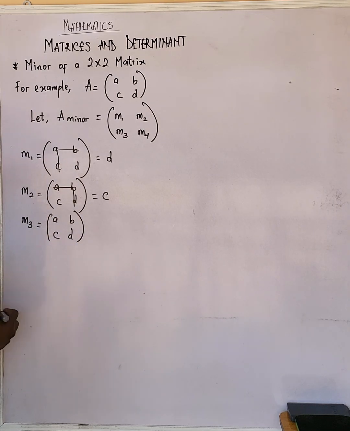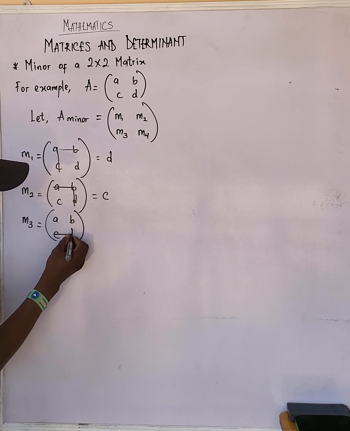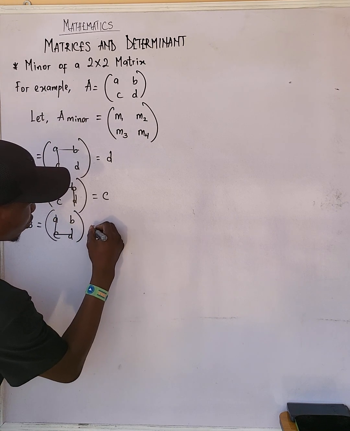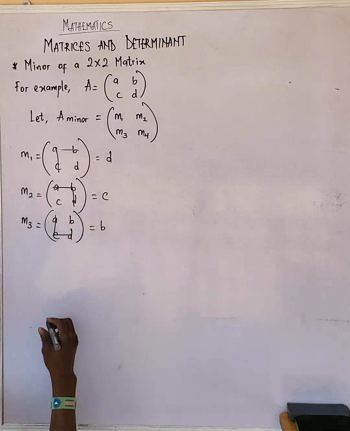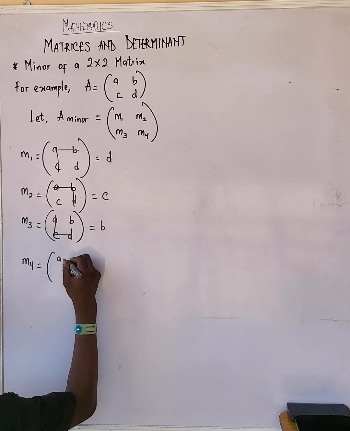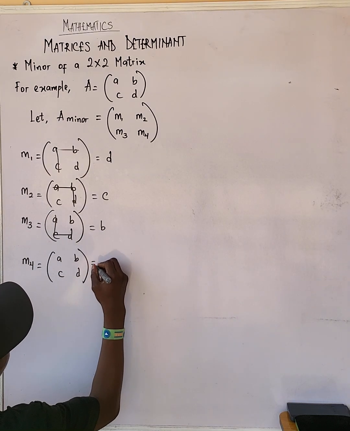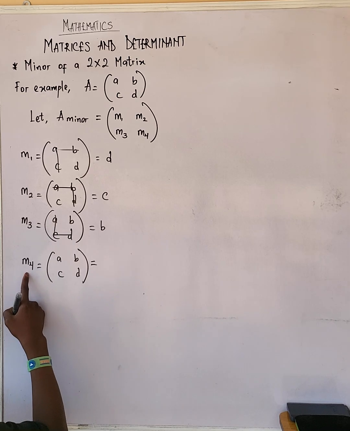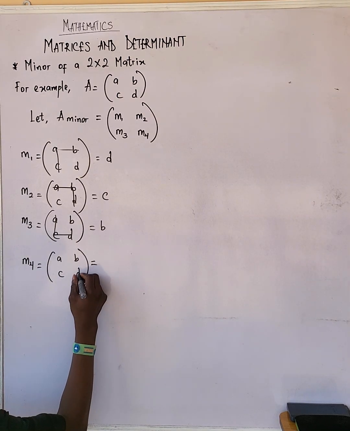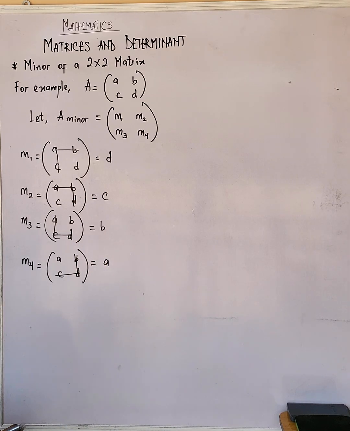M3 is representing what? It's representing C, right? This C. Cancel the row, cancel the column. What else are we left with? B. Now, for the last one, which is M4, we have A, B, C, D. Now, M4 is representing what? D, right? Cancel the row, cancel the column. What else are we seeing? A.